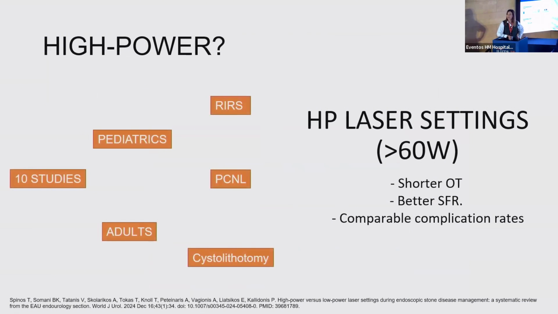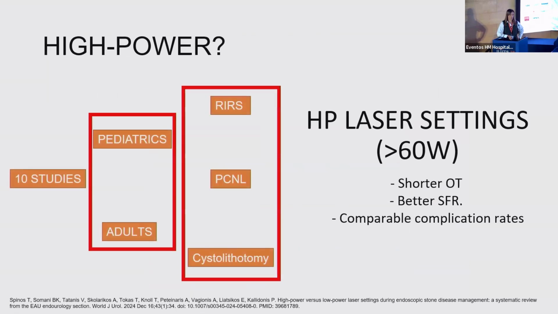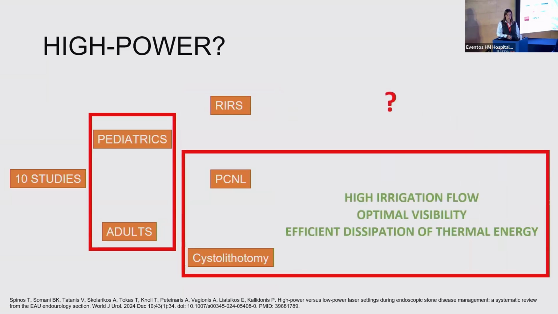There is this recent systematic review in which they were comparing 10 studies, comparing high power versus low power, with 2 different populations and 3 different surgical techniques. They conclude that we are able to use up to 60 watts in all 3 kinds of technology, with shorter operative time, better stone-free rate, and comparable complication rates. I think all of you will agree that with PCNL and cystolithotomy, the irrigation flow is high, we have optimal visibility during the surgery, and there is an efficient dissipation of the thermal energy.